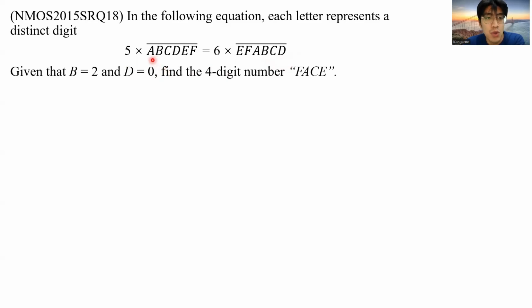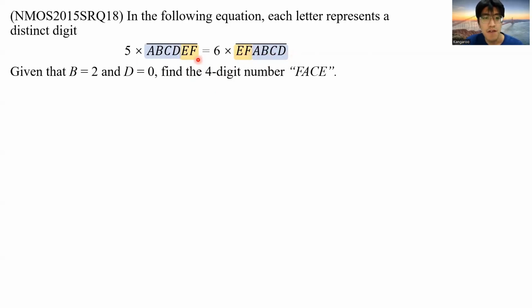Let's see. We have A, B, C, D, E, F on the left and E, F, A, B, C, D on the right. So the letters are not distributed randomly on the right-hand side. Instead, EF is simply put at the front on the right-hand side. To make it more obvious, let me highlight them. We have A, B, C, D, E, F. We have E, F, A, B, C, D.